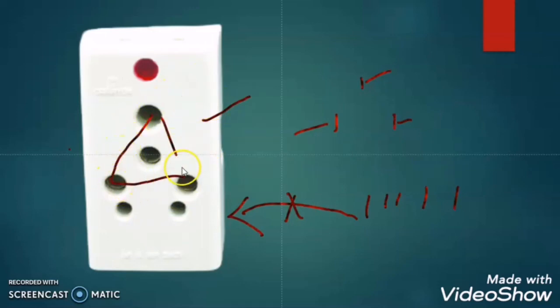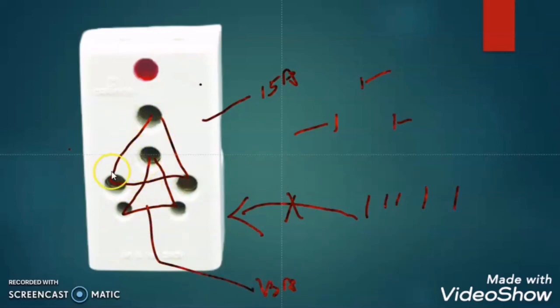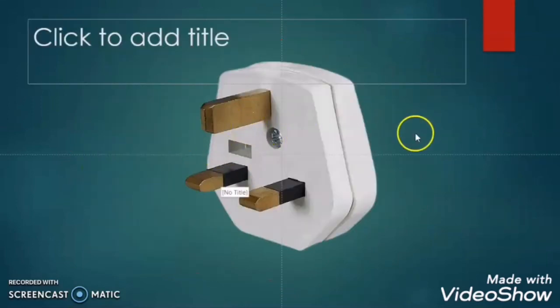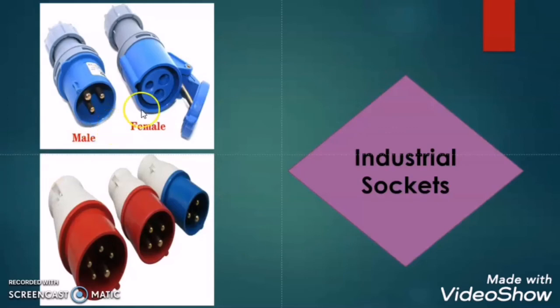These 3 holes give a 15 ampere rating for this socket, and these 3 small holes give a 13 ampere rating for this socket. So if you find that there are 6 pins in the socket, it means it has 2 ratings, one higher rating and one lower rating. Some sockets also come with 2 ratings as 6 ampere and 13 ampere. This type of socket and plug has a very limited range of rating, maximum till 15 ampere I have seen so far. If you want a plug with a higher rating, you have to go for the industrial type plugs.